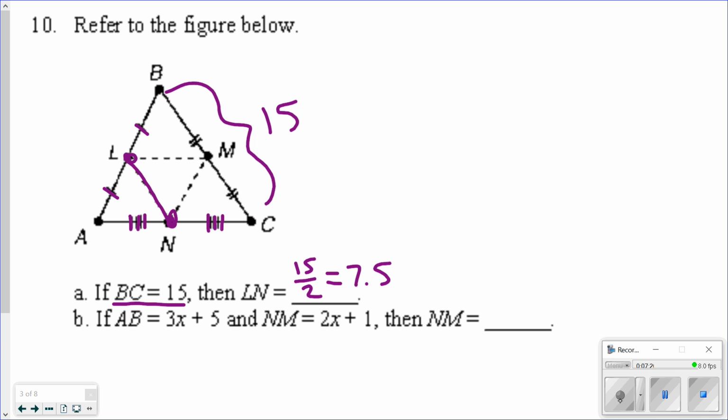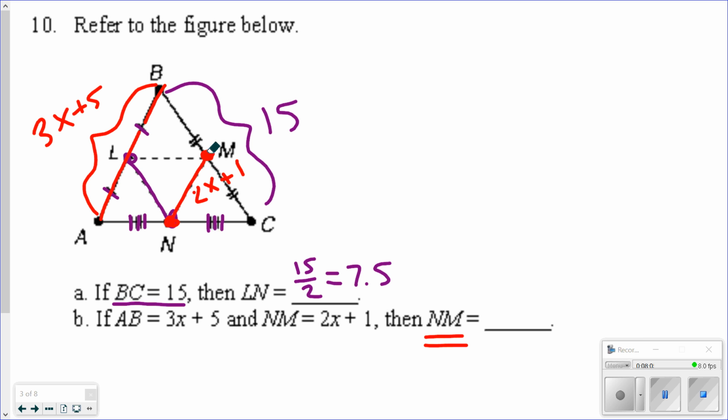Part B, if AB is equal to 3x plus 5, so let's label this, and MN, which is this here, is equal to 2x plus 1, we want to figure out what is the length of NM. All right, well, NM is our mid-segment, and we know that because N is a midpoint, M is a midpoint, and when you connect two midpoints, we have a mid-segment. So how does MN compare to segment BA? Well, it would be half. So to make MN equal to our segment AB, we would need to double it.